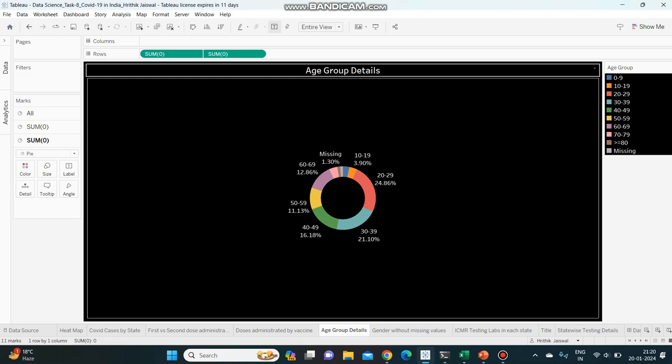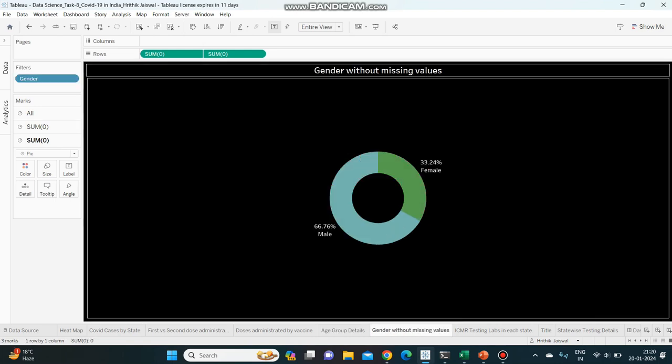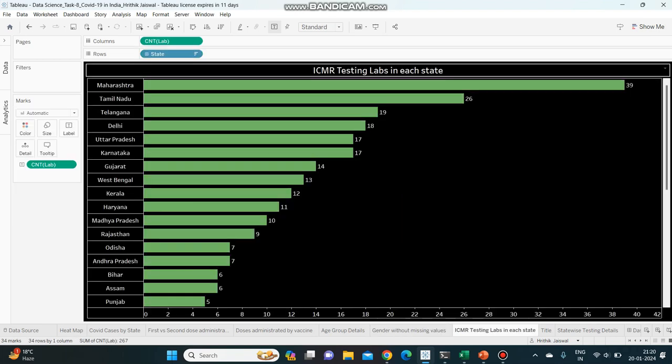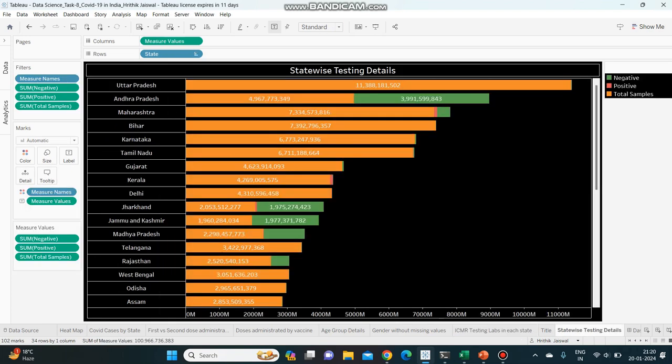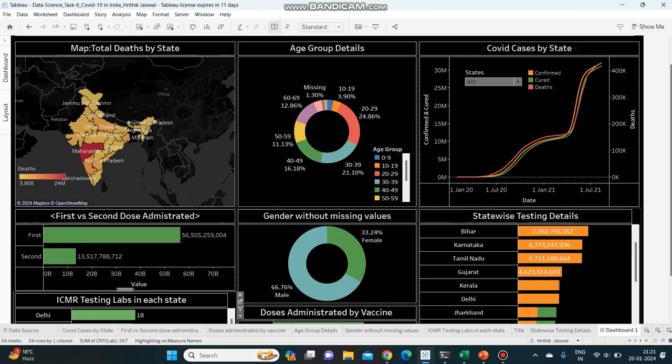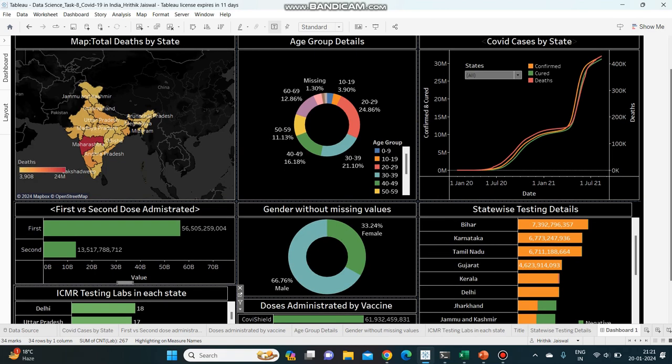Then this sheet is a pie chart in which age group is shown regarding the COVID-19 cases. This is the pie chart of male and female categorization. It is the ICMR testing labs in each state, and this is state-wise testing details regarding the sample collections of COVID cases. And this is the final dashboard which was created by me.